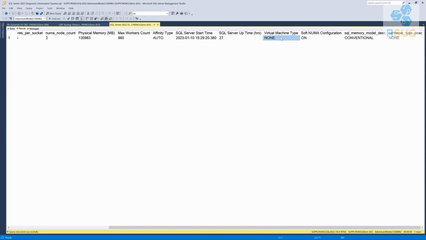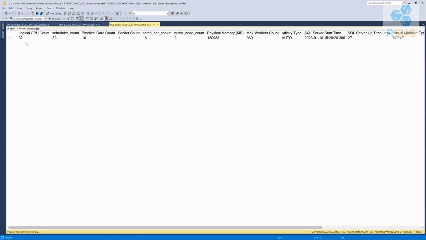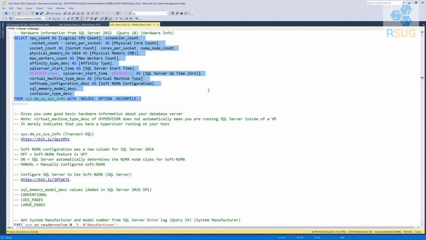And then virtual machine type, none. You can't always believe that. Sometimes it'll come back and say VM. That just means there's a hypervisor installed, which you may or may not be running inside of. And when it says conventional here, that means lock pages in memory is not enabled. You want it to say lock pages over there on most real servers.